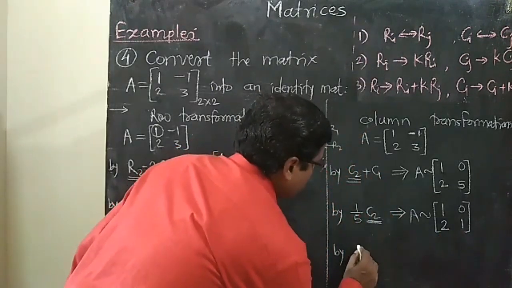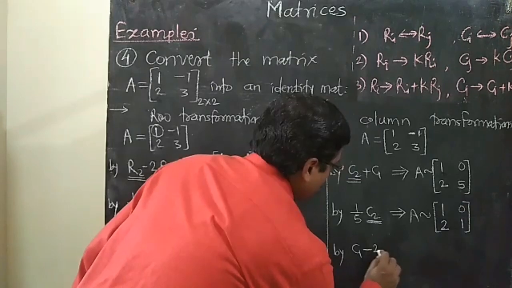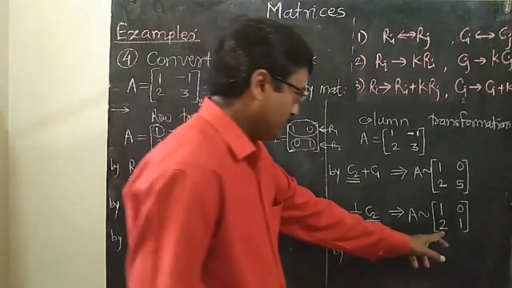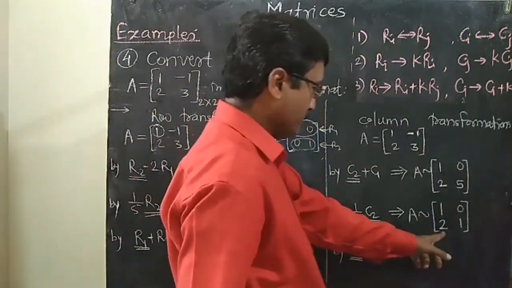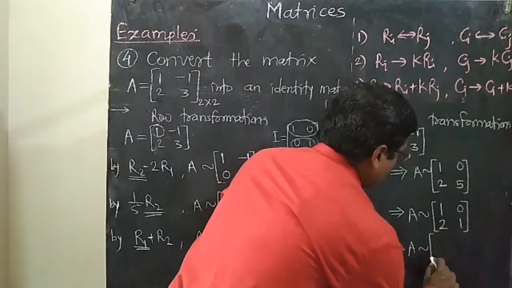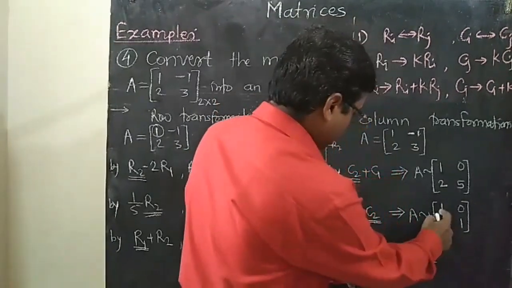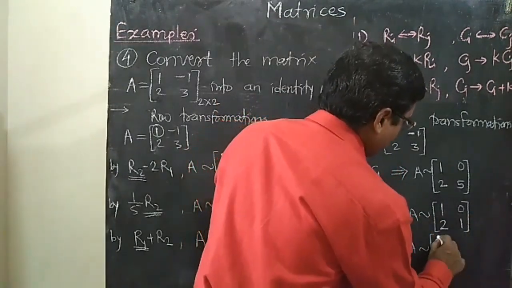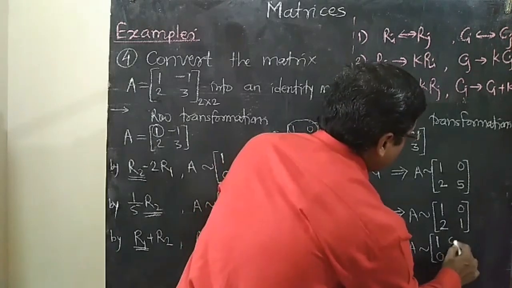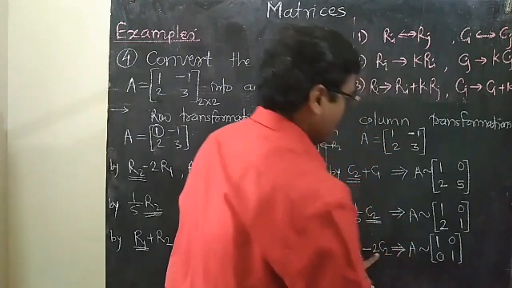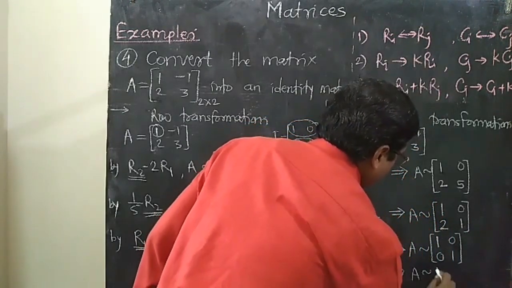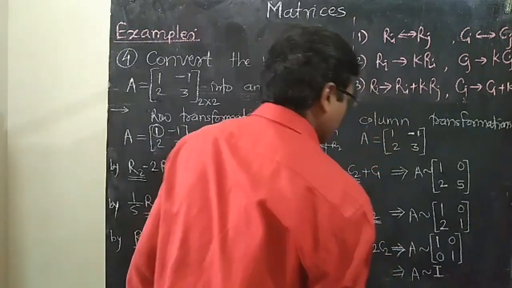If we subtract double of the second column from the first, then we get 0 here. So by C1 minus 2 times C2, where C1 means we want a change in the first column, we get A equivalent to, this C1 is 1, 1 minus double of 0 is again 1, 2 minus 2 is 0, and these remaining elements 0 and 1 remain. Therefore A is equivalent to the identity matrix of order 2.